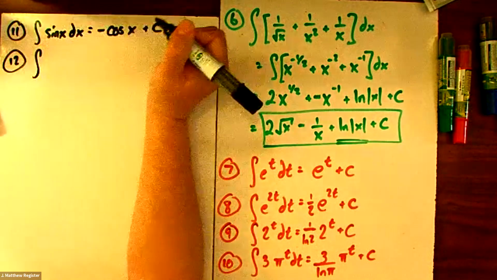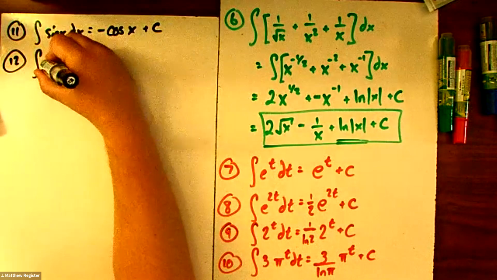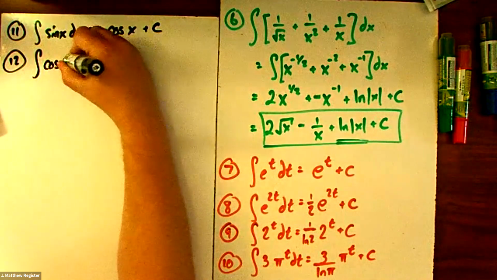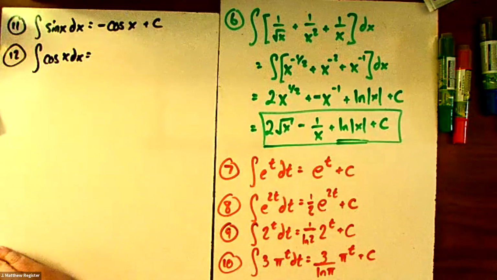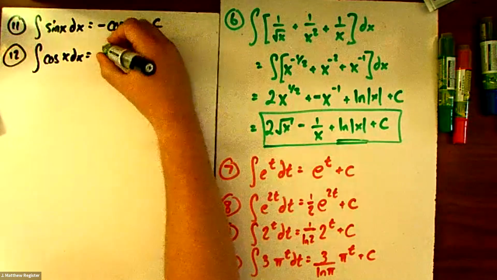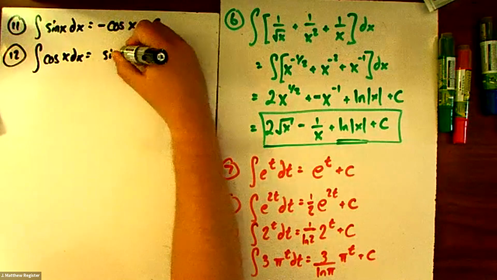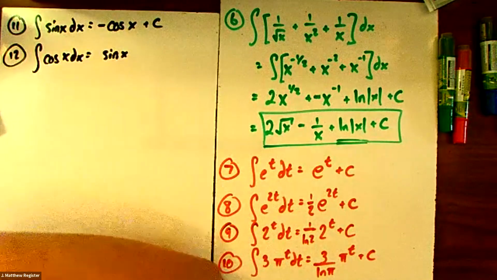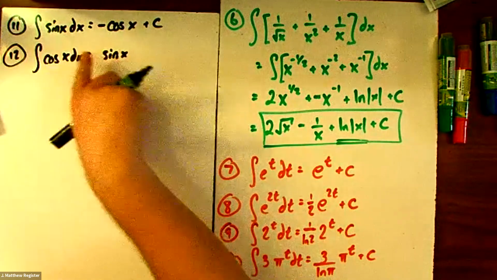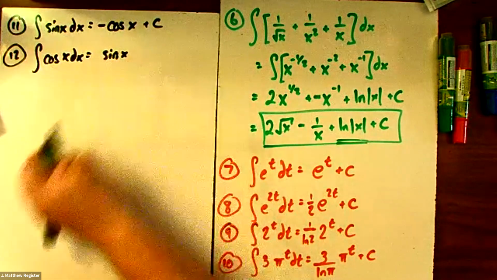12, the integral of cosine of x. Well, again, cosine goes to sine, sine goes to cosine. And so we would expect a sine of x. Again, the question is it positive or negative? The derivative of sine is positive cosine, so the signs are good.